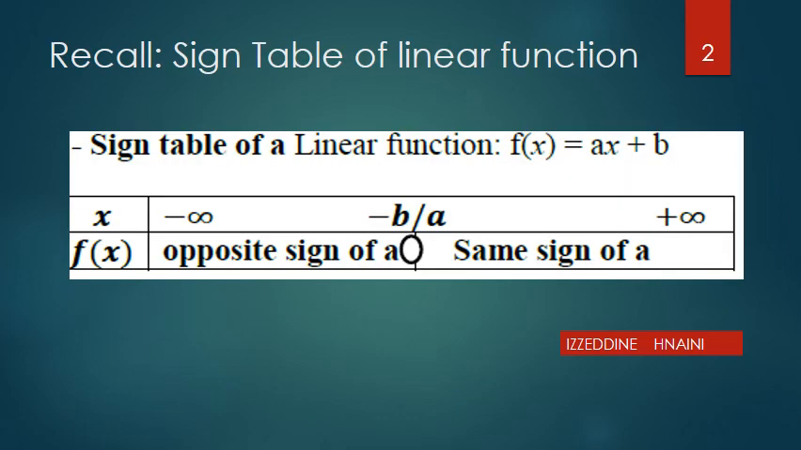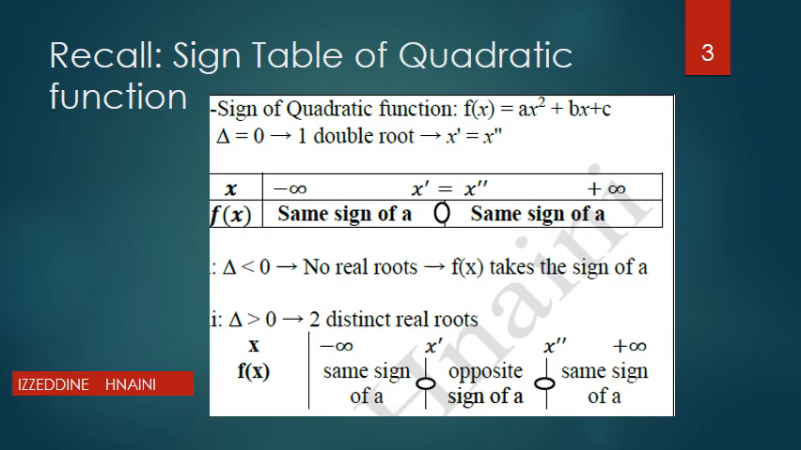First, revision. To set the sign table of a linear function ax plus b, we find the root minus b over a, then we write opposite same. Also, if you have a quadratic function, we know how to set the sign table.